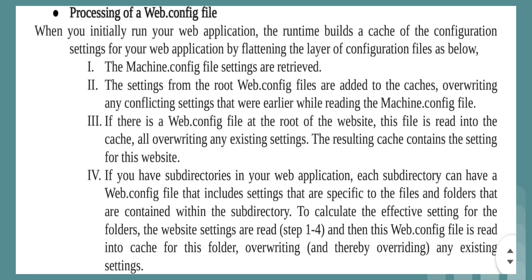So the first step is the machine.config file settings are checked. Whenever we run the application, the machine.config file settings are checked. The settings from the root web.config files are added to the cache. After that, the second statement is settings which we have written inside the web.config file, they are added to the output cache. After that, if there is a web.config file at the root of the website, this file is read into the cache, overwriting any existing setting. The resulting cache contains the setting for this website.